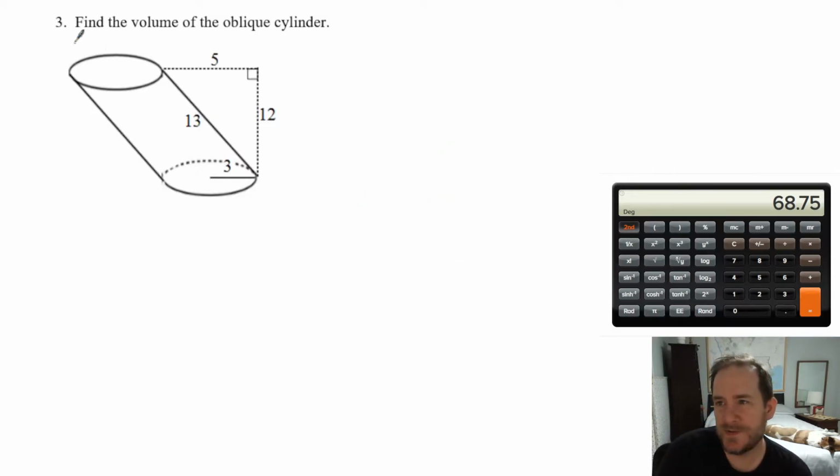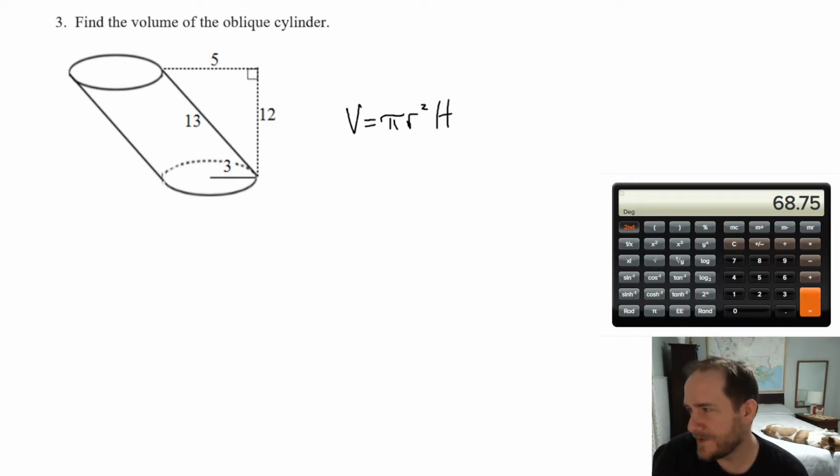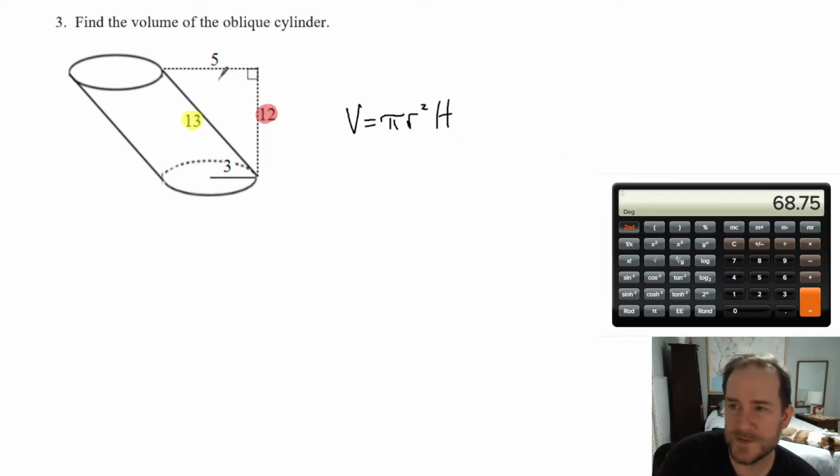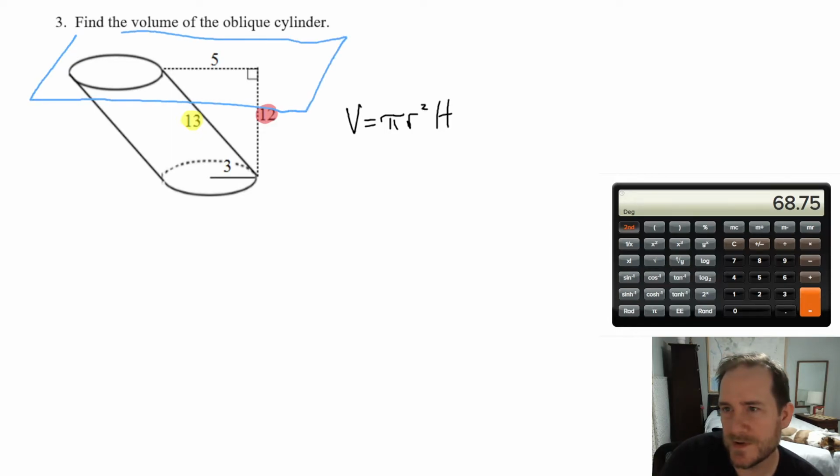Alright, so this is an oblique cylinder, but it doesn't matter if it's oblique. The volume is still the same. It's still pi r squared h. So the only thing that might trip you up is: is our height the 13 or is our height the 12? And the answer is that the height has to be the distance between these two circles, but that distance has to be measured straight up and down.